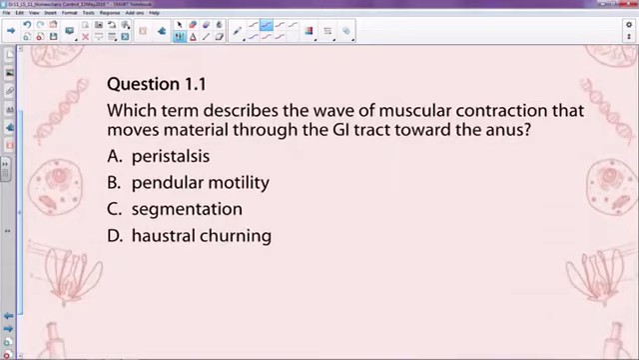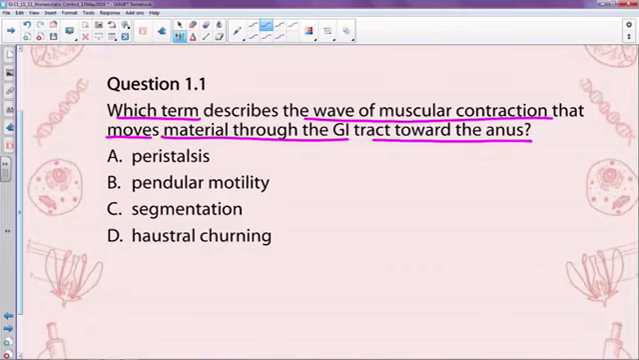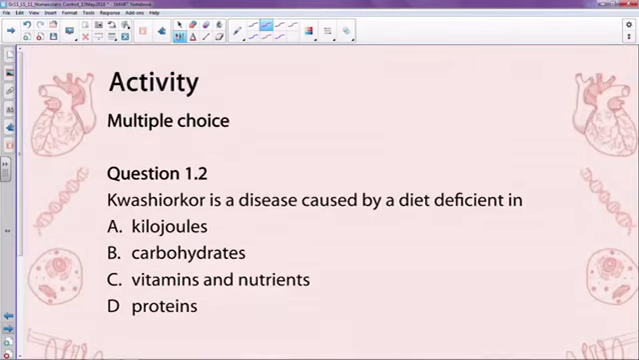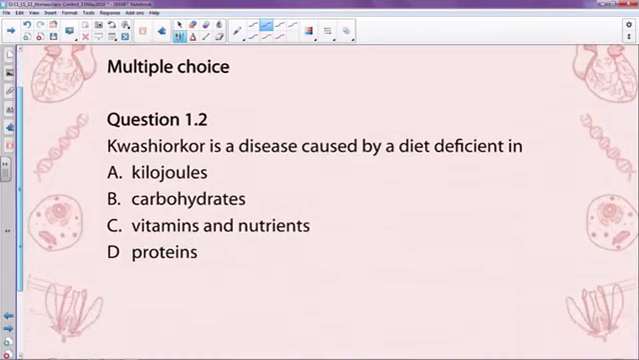Question 1.1. Which term describes a wave of muscular contraction that moves material along the gastrointestinal tract towards the anus? GI refers to the gastrointestinal tract. A is peristalsis, B pendular motility, C segmentation, and D hostile churning. My God, I haven't heard of that before, but we'll give it a shot. Let's go on to question 1.2.